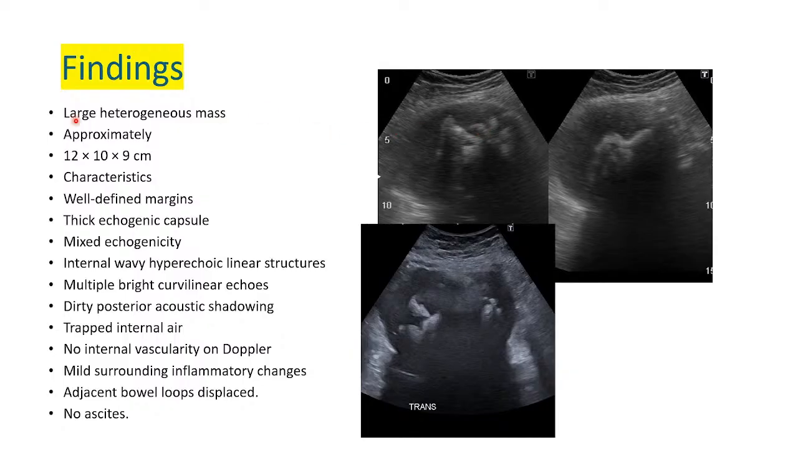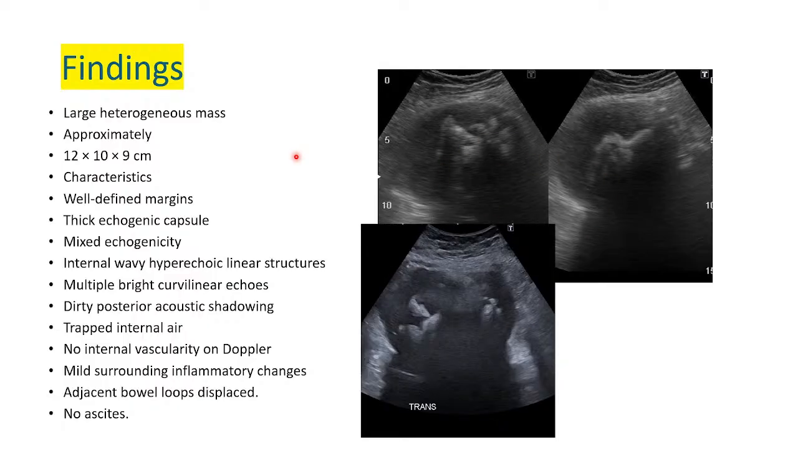So the findings: a large heterogeneous mass, approximately 12 by 10 by 9 centimeters. Characteristics: well-defined margins, thick echogenic capsule, mixed echogenicity, internal wavy hyperechoic linear structures, multiple bright curvilinear echoes, dirty posterior acoustic shadowing, trapped internal air, no internal vasculature on Doppler, mild surrounding inflammatory changes, adjacent bowel loops displaced, and there is no ascites. So what do you think this is?